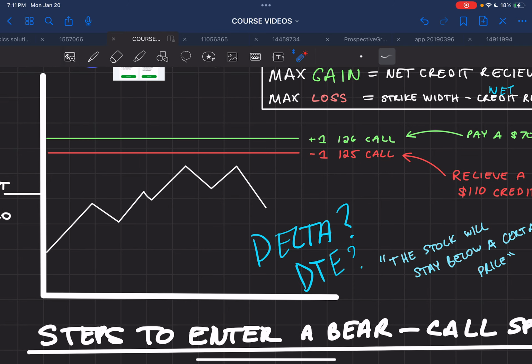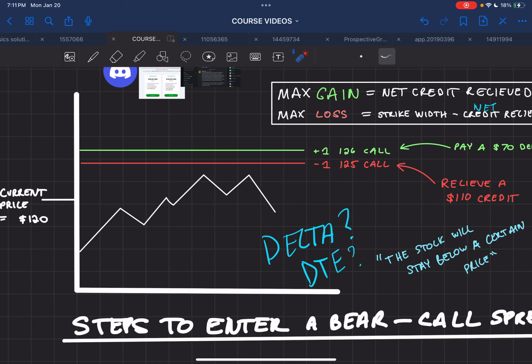So the delta, ideally, right, and maybe it's actually easier to talk about days till expiration. I'm typically going 21 to 45 DTE, and there's a lot of backtesting on this, that this time frame, based on theta, takes advantage of theta the most. It allows time decay to work in our favor.